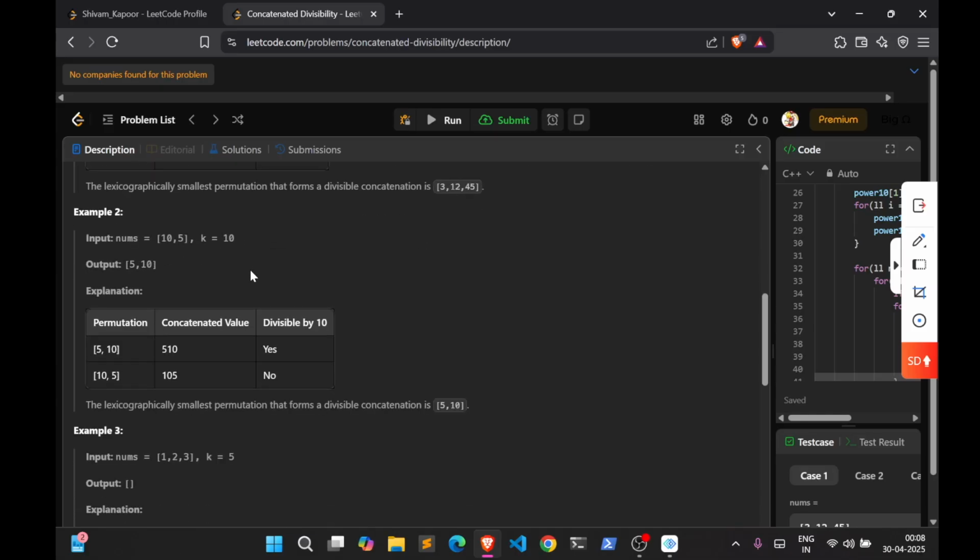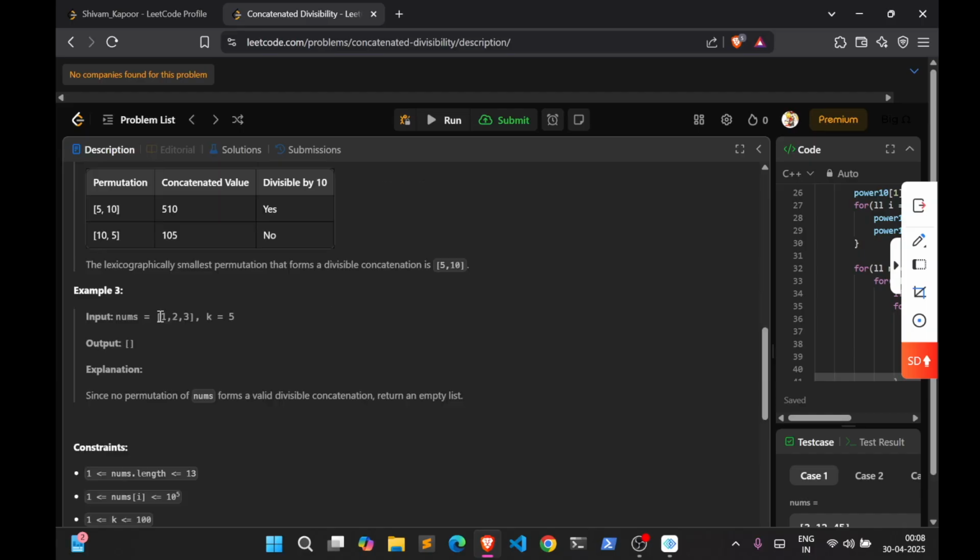Similarly, in this particular case, this is a smaller test case, so I think I can do it over here only. I have numbers 10 and 5, k is equal to 10. So I think the only possible is 5 and 10. Yeah, exactly, this is the only possible, so this is what we have as output. And for the fourth, there cannot be any permutation which can be made using the numbers 1, 2, and 3 which is divisible by 5. Thus, we have to return an empty vector.